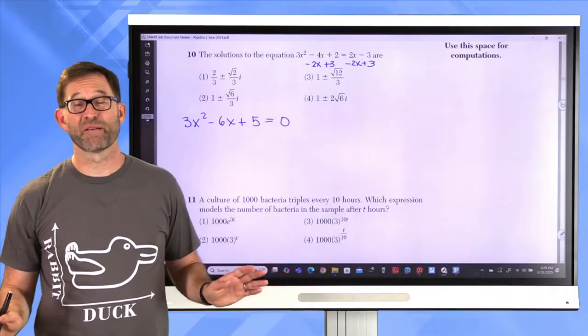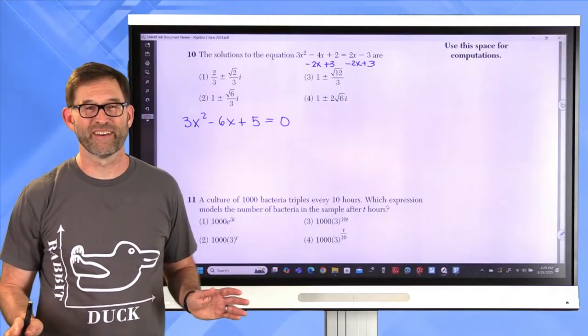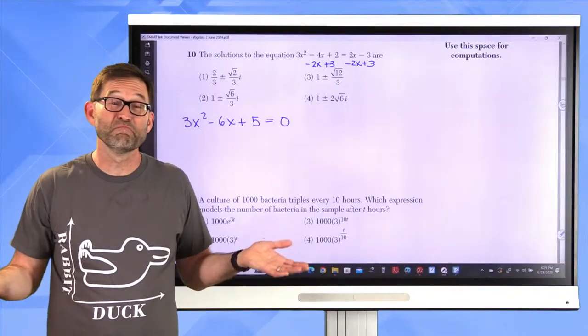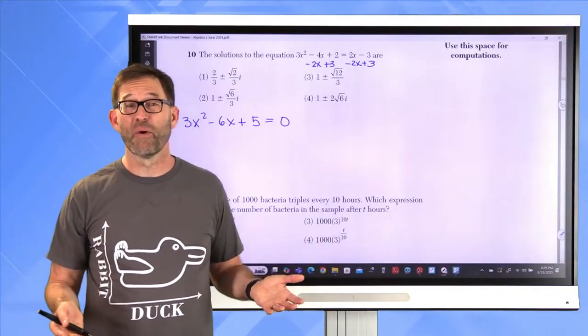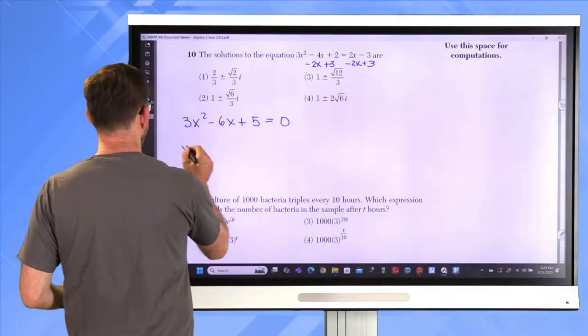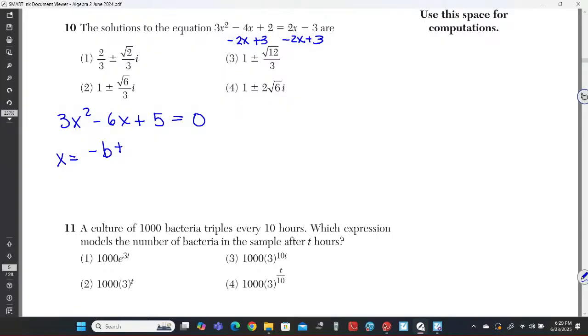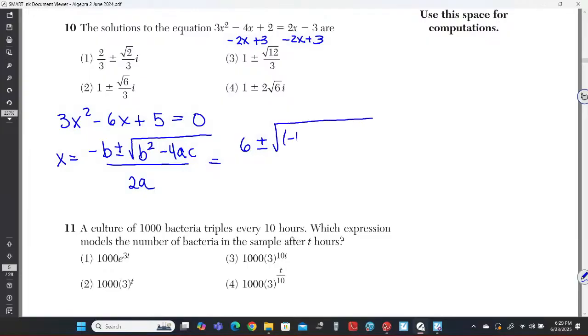Now you could try to solve this by completing the square, but I beg you not to. I don't think you want to do that. It's not terrible, but I would go quadratic formula. So what is the quadratic formula? The quadratic formula is x equals negative b plus or minus the square root of b squared minus 4ac all over 2a. So negative b is going to be negative 6, which is positive 6, plus or minus the square root of negative 6 squared minus 4 times 3 times 5, all divided by 2 times 3.